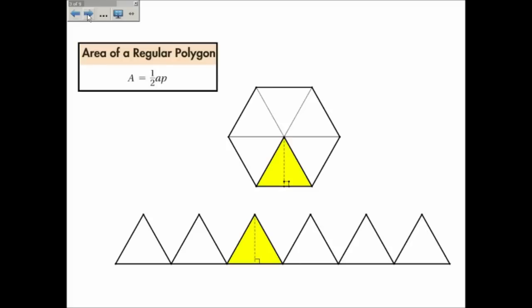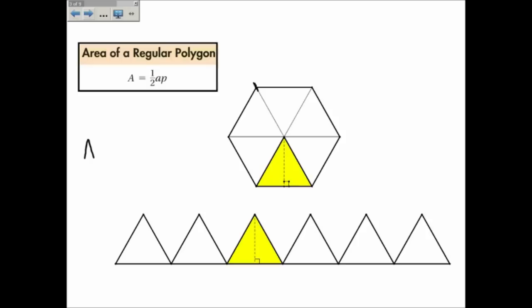Now the way we find the area of a regular polygon, I kind of think of it as an orange slice. If you take an orange slice and you cut it along the peel and you unpeel it, you get some triangles. It's how I think about taking a regular polygon and cutting it on one side and unpeeling it and getting a bunch of triangles.